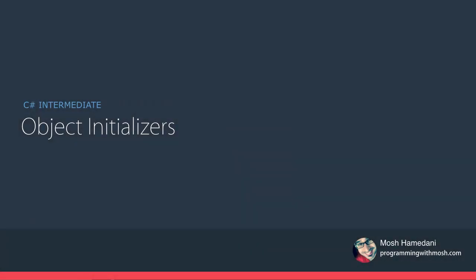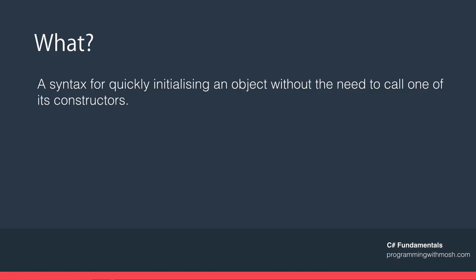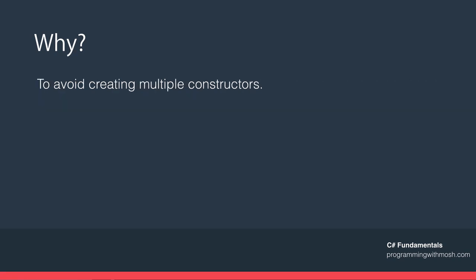Okay, object initializers. In the last lecture, we learned about constructors. You know that we use a constructor to initialize an object and put it in an early state. In C#, there is also another way to initialize an object, and that is using an object initializer. An object initializer is simply a syntax for quickly initializing an object without the need to call one of its constructors.